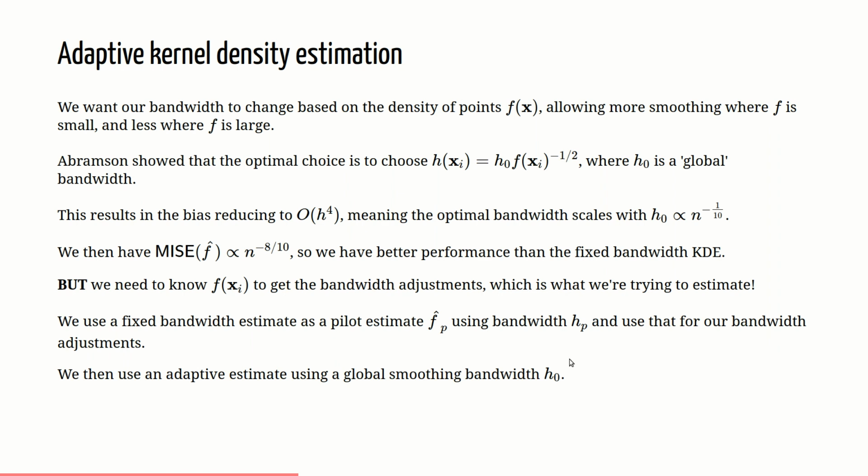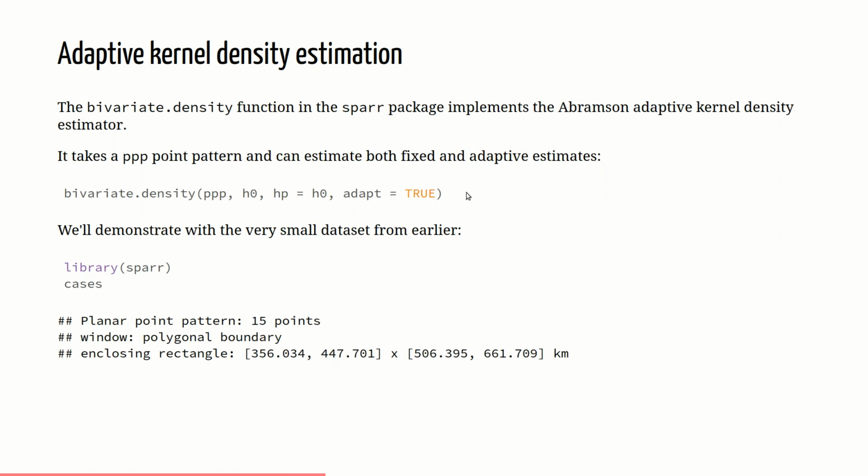And I know that Mel talked a little bit about how optimal bandwidths can be found. Right, so how do we do this in practice? Well, in practice, we can use the SPA package. The bivariate density function in that implements the adaptive kernel density estimate of Abramson. And it takes a standard spatstat point pattern object, a PPP, and can do both fixed and adaptive estimates. So the fixed estimate, I think, just calls density.ppp, which I think you've used before.